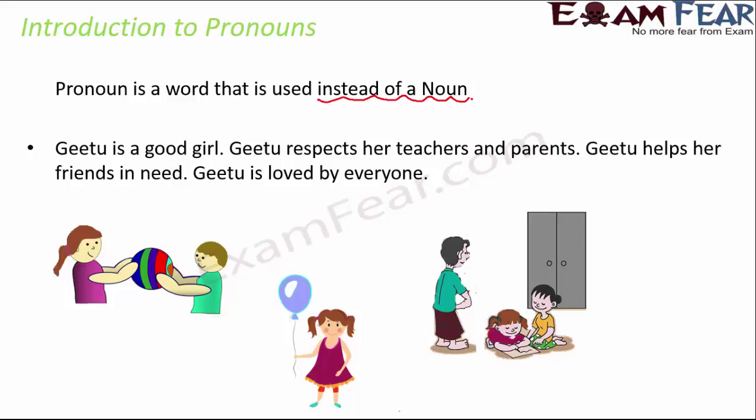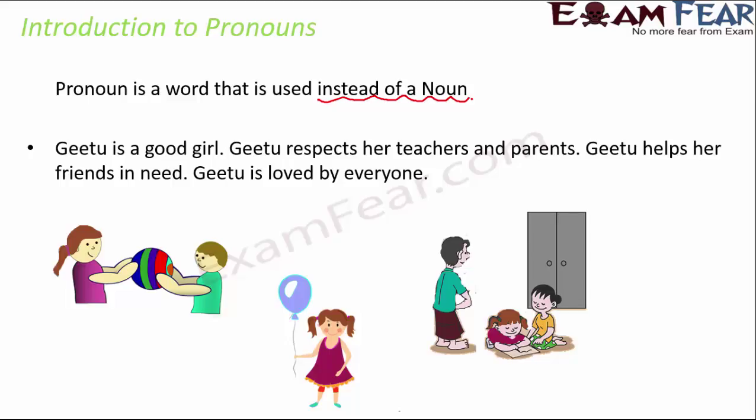Let us look at this example. Let's say that you want to tell a few things about Gitu. So what do you say? You say Gitu is a good girl, Gitu respects her teachers and parents, Gitu helps her friends in need, Gitu is loved by everyone. Now, what did you observe?